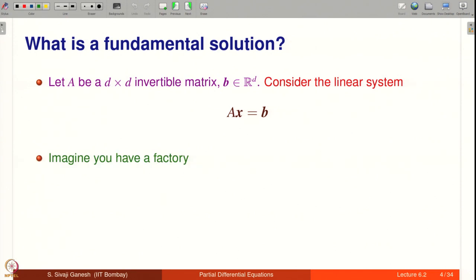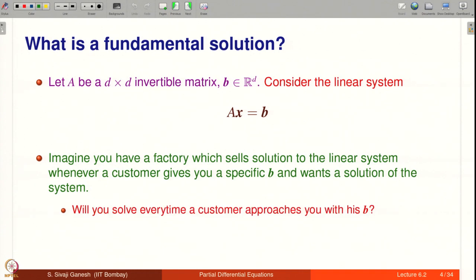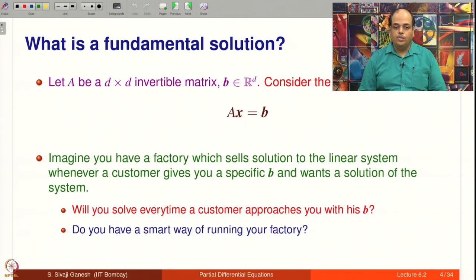Imagine you have a factory which sells solutions to the linear system Ax = b. Whenever a customer gives you a specific b, you give x to the customer. Will you solve every time a customer approaches you with his b? That means whenever a customer comes and gives you b, you go and find the solution for x by your own method, and as the customer varies, you have to solve the system again and again. Will you do that? Or do you have a smart way of running your factory?